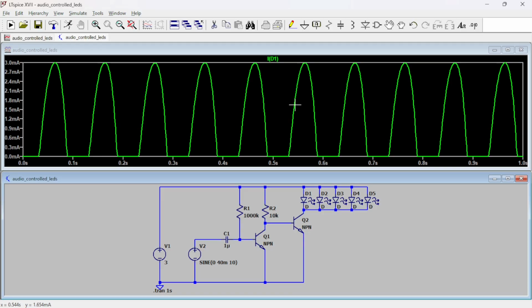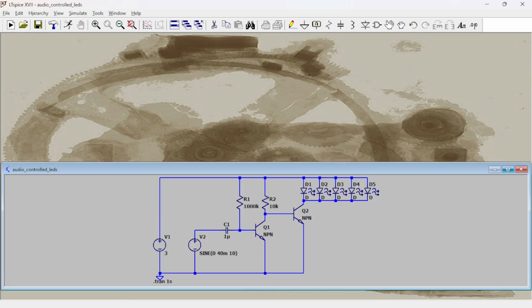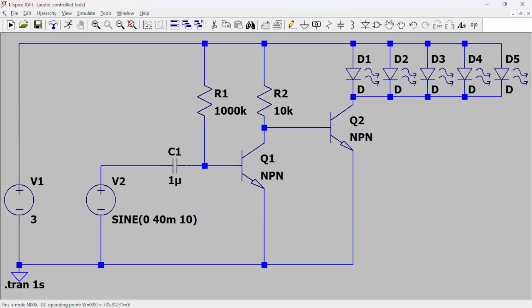Let me know what you think about this circuit. Do you like it? Or would you have preferred a peak detector at this level, basically, so that instead of having AC going in, you would have a DC going in?